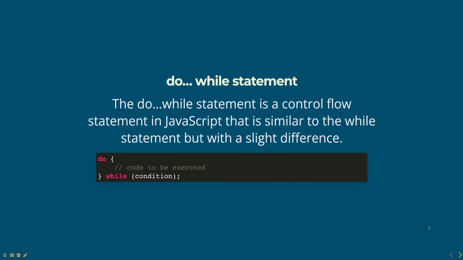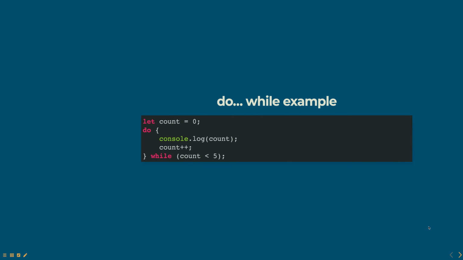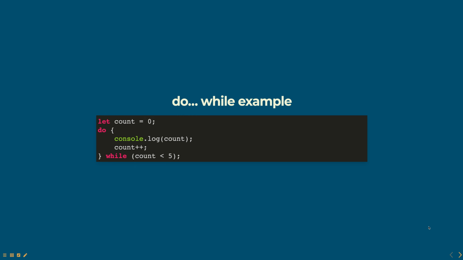following the do-while loop. For example, the condition is count less than 5, which means the code block following the do keyword will be executed at least once. Then it will check the condition, and if it's true, the code block will be executed again. The variable count is incremented by 1 at the end of each iteration. So it will increment from 0 to 4 and the loop will stop.